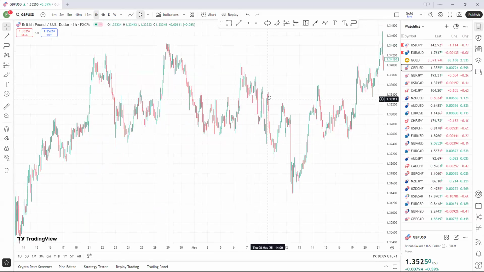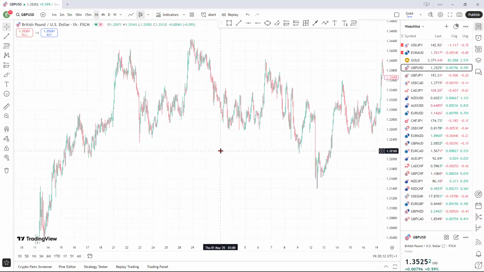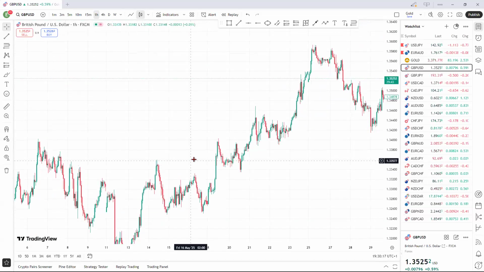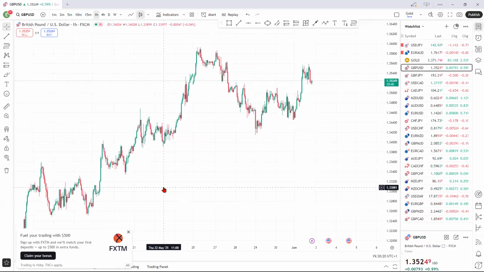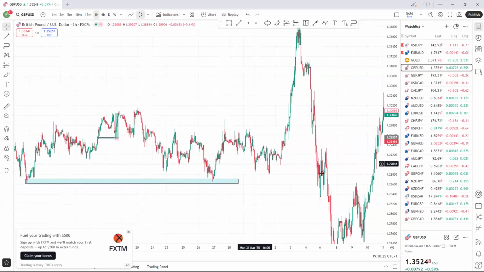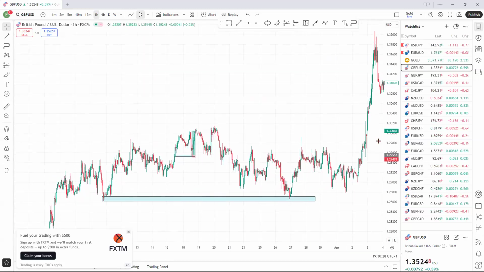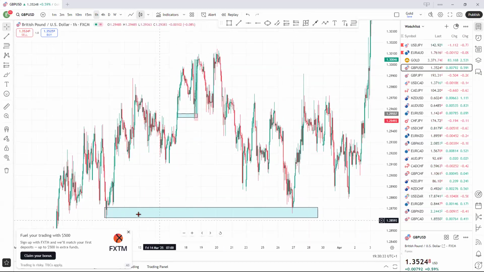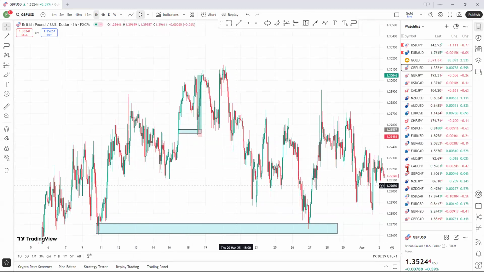So let's see if I can find the same thing, something that's played out already. Okay, this one. I didn't even know I had something here. This is GBP USD, and this played out, I think, sometime within March. So the same thing I said. This is the 1 hour time frame, so we know that we are looking for buys. We know that we are bullish already.